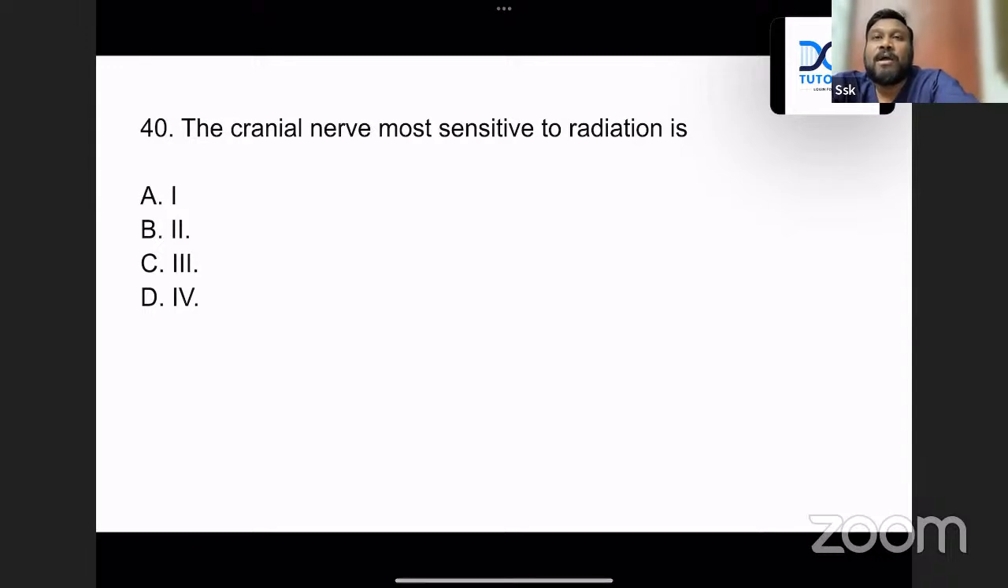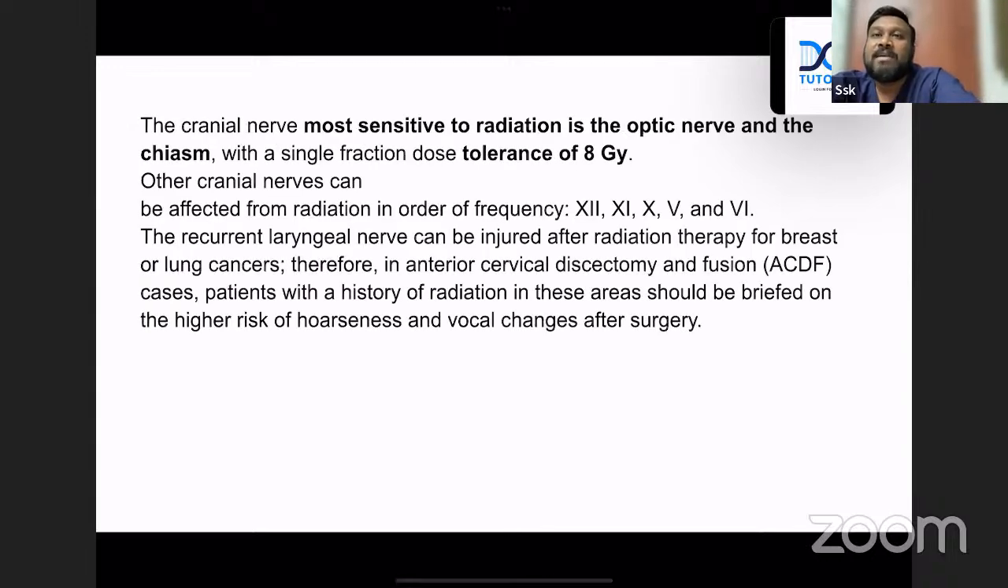So the cranial nerve most sensitive to radiation will be the optic nerve. So even the most sensitive to radiation will be the optic nerve and the optic chiasm, even with a single fraction dose of around 8 grays. So in the order of frequency, you have to remember 12, 11, 10, 5, and 6. So all these is the order that you have to remember.